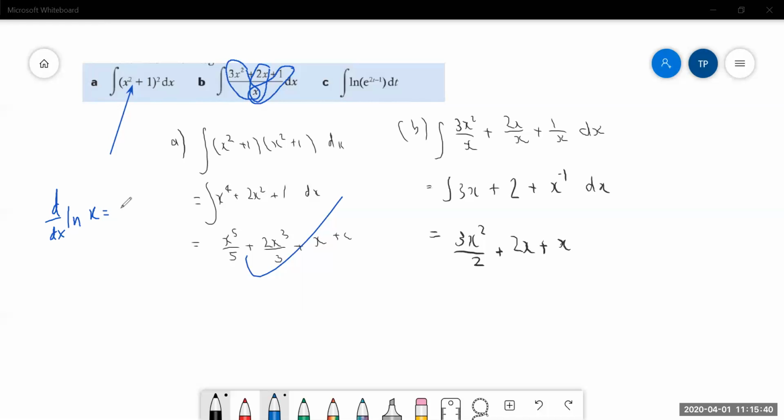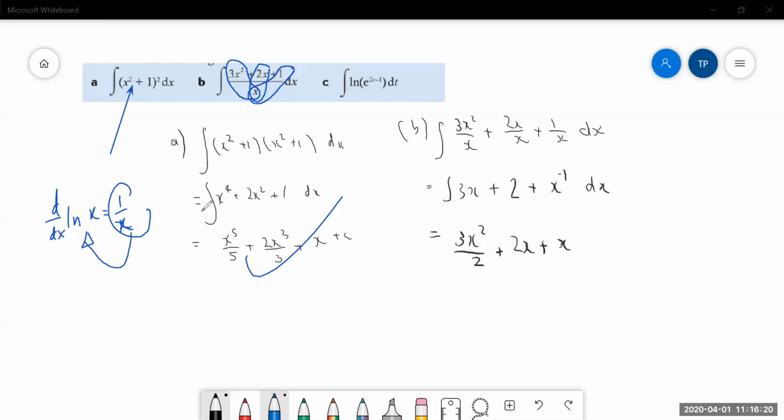Let me think. You get 1. I don't remember what I get. Half 1 over x. Remember, when you differentiate ln x, you get 1 over x. So when you integrate 1 over x, you get ln x. Yes.